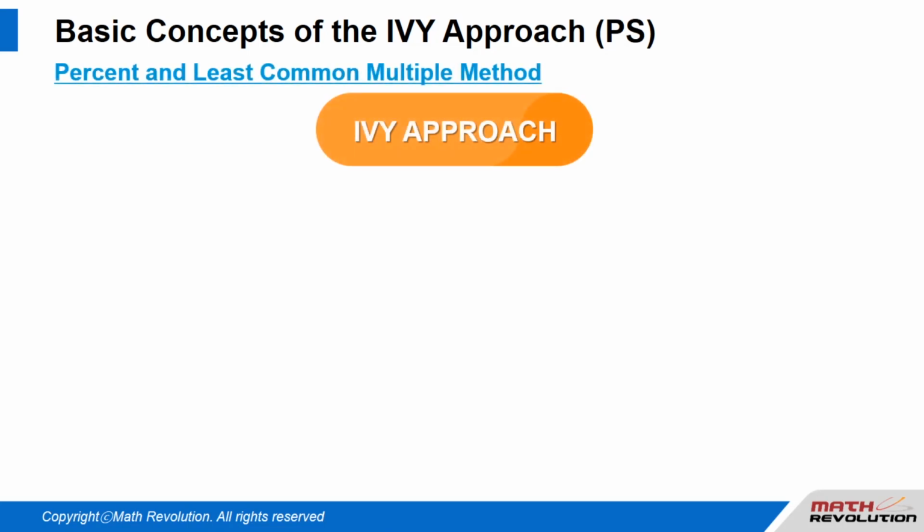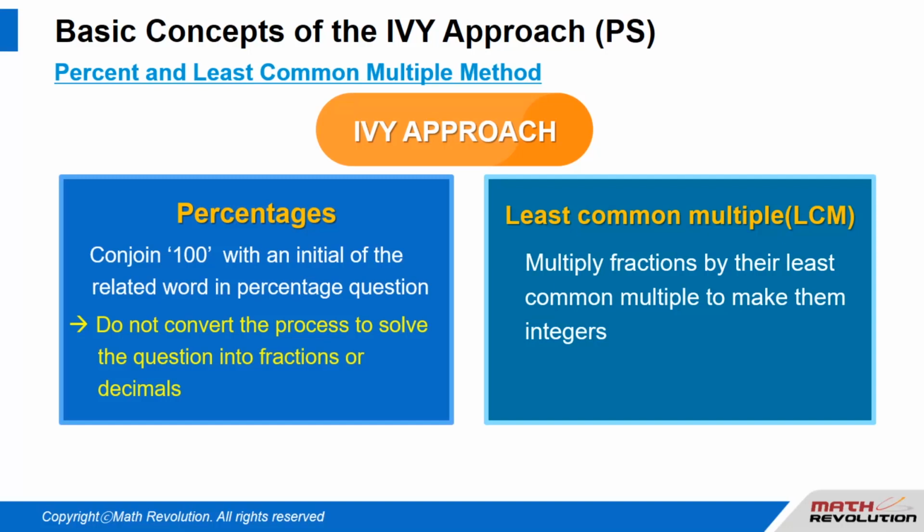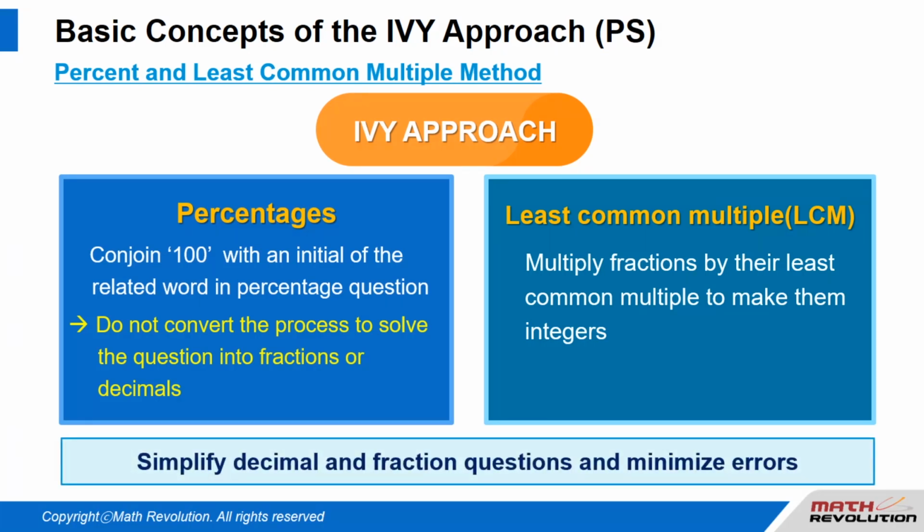Percent and least common multiple method. The IV approach conjoins 100 with an initial of the related word in the question with percentages like 20% and 30% to prevent the process of solving the question from becoming fractions or decimals, and multiplies fractions, like 1 over 2, 1 over 3, and 1 over 5 by their least common multiple, LCM, 30 in this case, to make them integers. By doing so, students are less likely to deal with decimals and fractions. This would simplify the question and increase the likelihood of answering the question correctly.